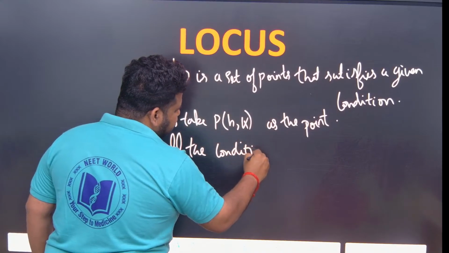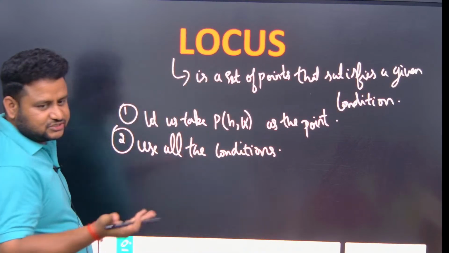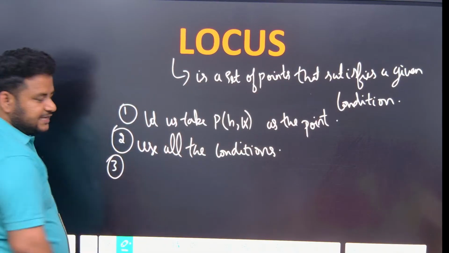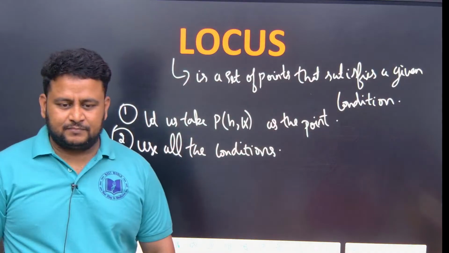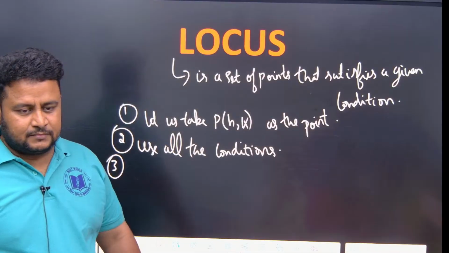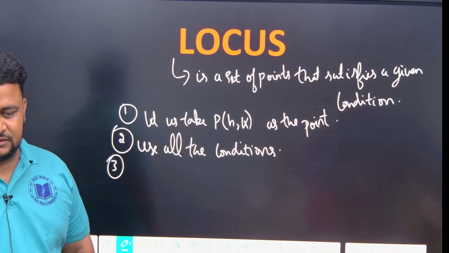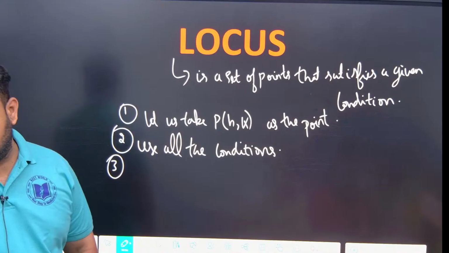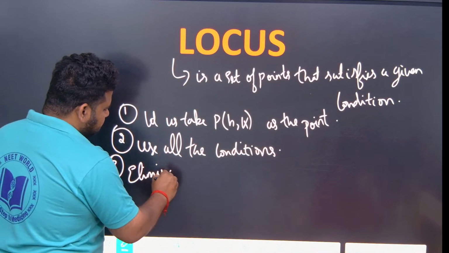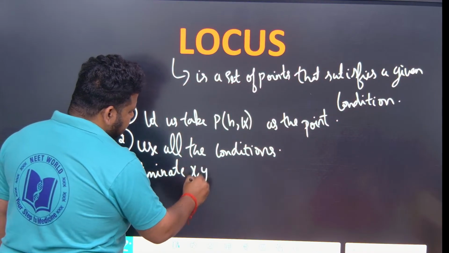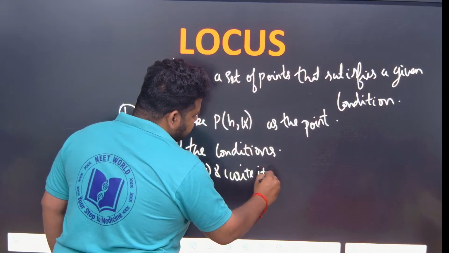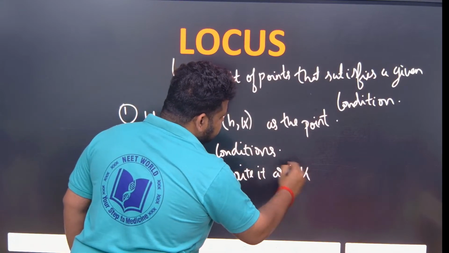When you use all the conditions, you will get some equations. Correct? Next, in those equations, eliminate x and y. You will remove x and y and write it in the form of h, k. Suppose x plus y is equal to 2 is given, you will write it as h plus k is equal to 2. So eliminate x, y and write it as h, k.